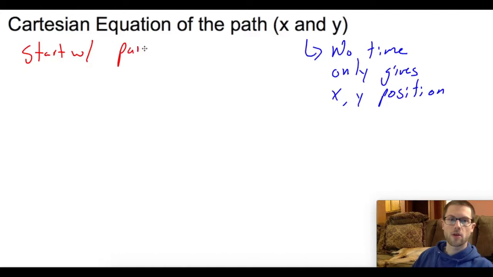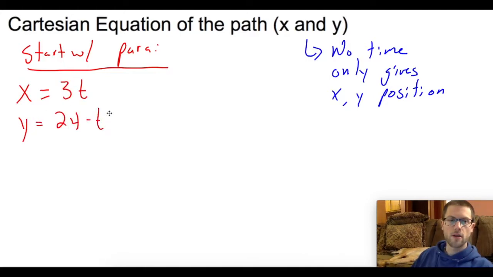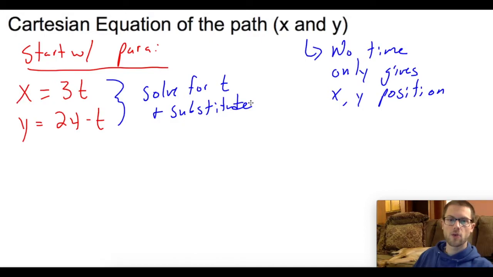with my parametric equations. And in this example here, I've got x equals 3t, I've got y equals 24 minus t, and what I need to do to get this down to just y's and x's is I need to solve for t and substitute. So it's basically a substitution problem. So let's solve this equation for t. x equals 3t, or t is going to equal... oh, backwards. t equals x over 3.